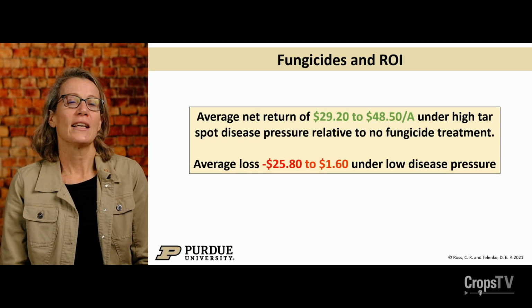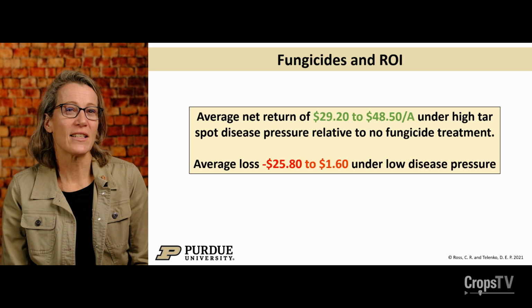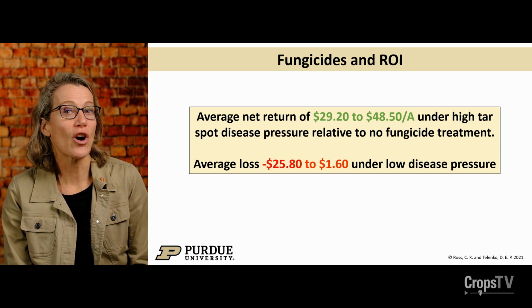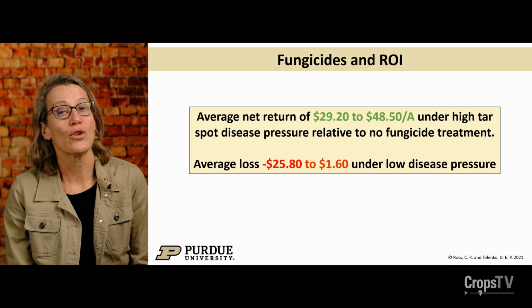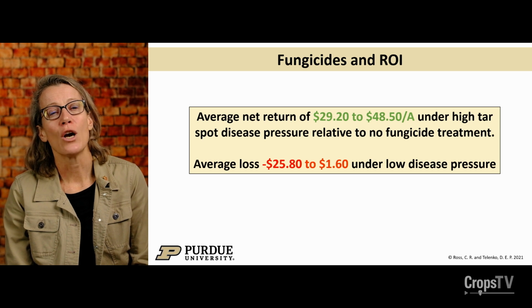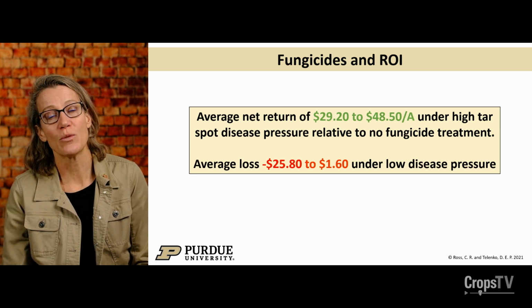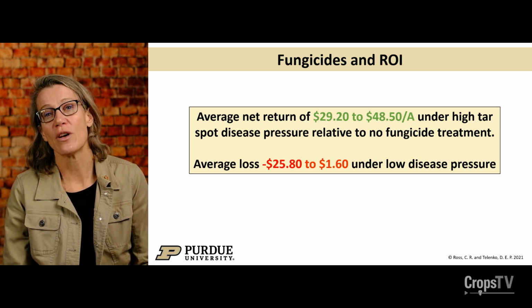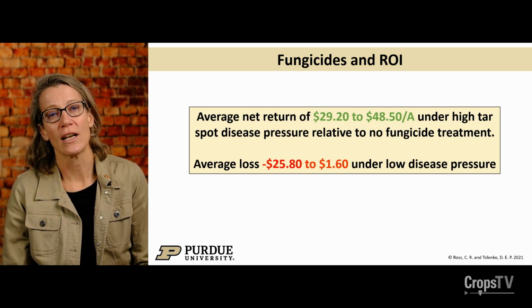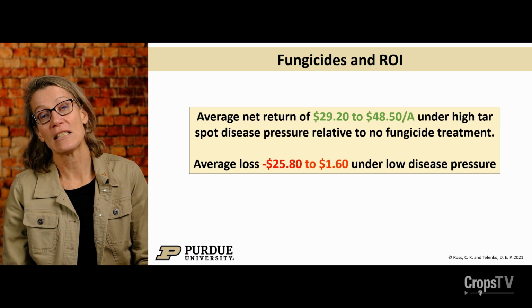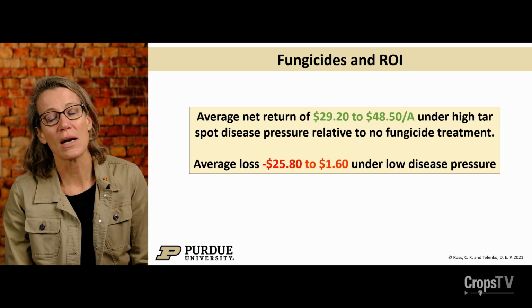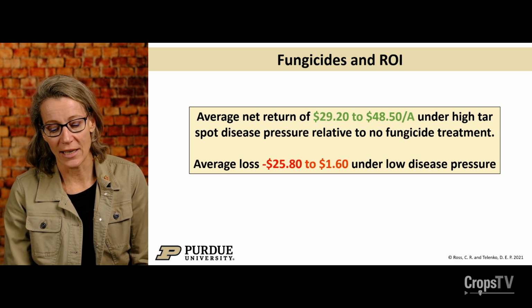Doing the math, Darcy and her student calculated that there's an average net return of almost $30 to almost $50 per acre when we have high tar spot disease pressure compared to if we haven't sprayed a fungicide. But under very low disease pressure, we're losing money and maybe making a couple of bucks by spraying that fungicide.